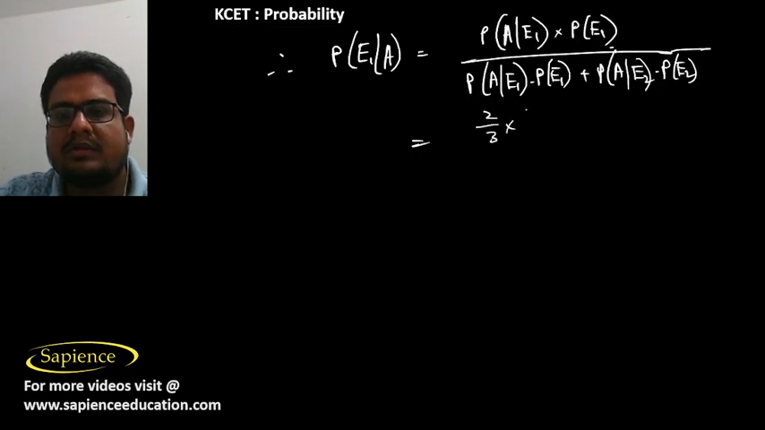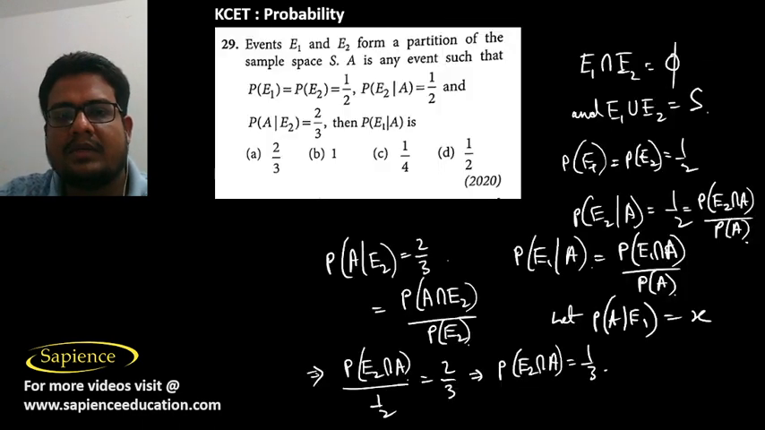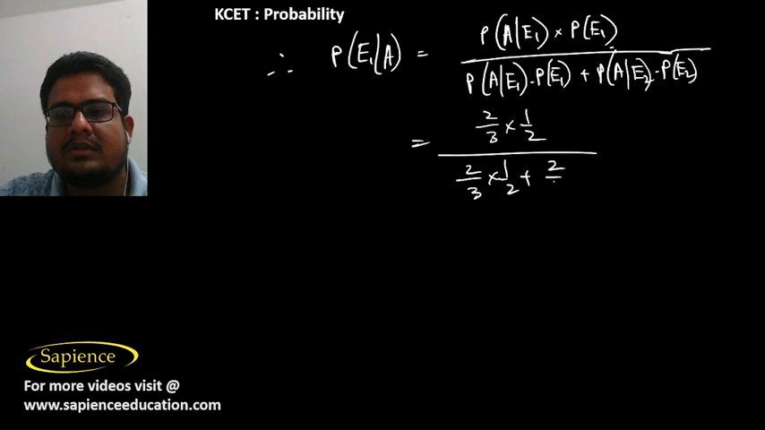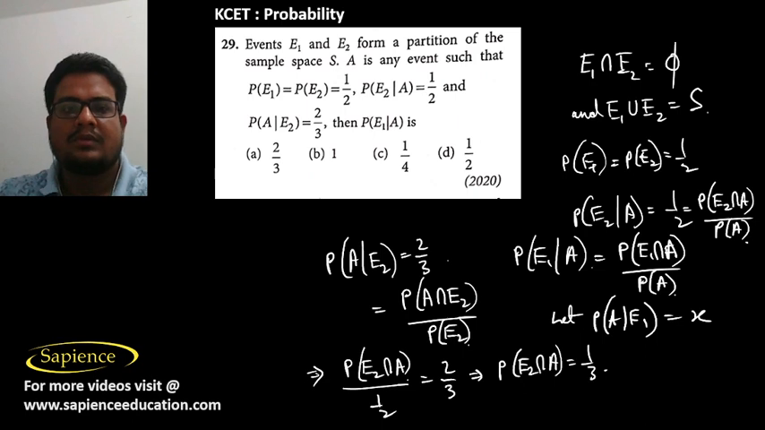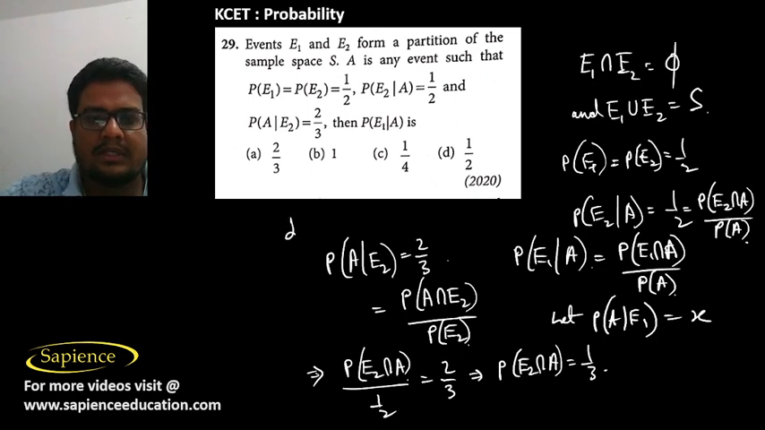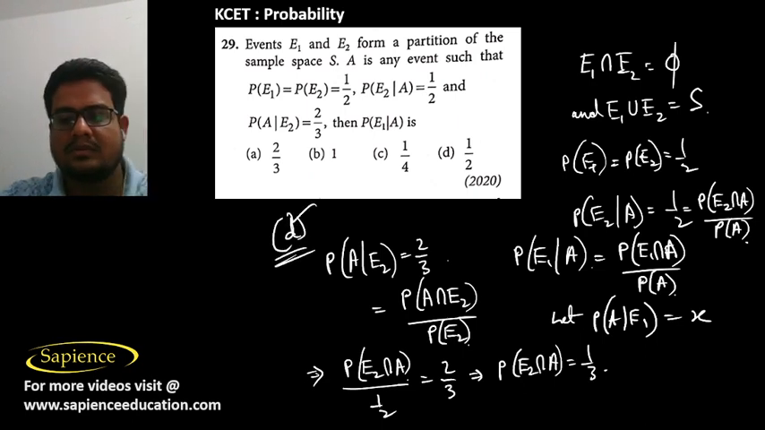So 2 by 3 into half divided by 2 by 3 into half, plus P of A given E2, that is also 2 by 3 into half. So this will be equal to 1 by 3 divided by 1 by 3 plus 1 by 3. So that is 1 by 2. So option D is the correct answer, which is equal to half.